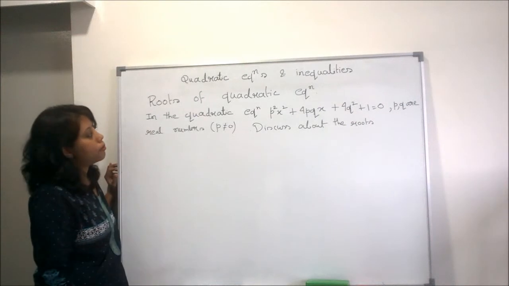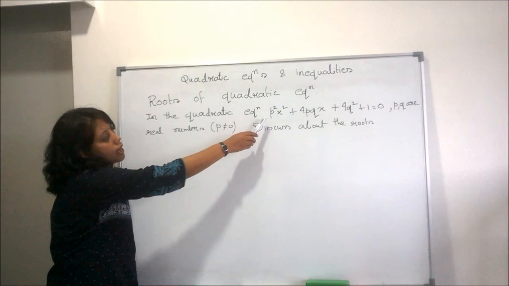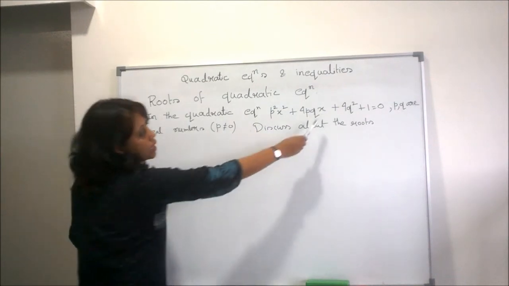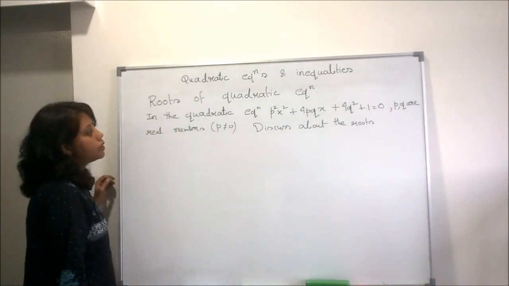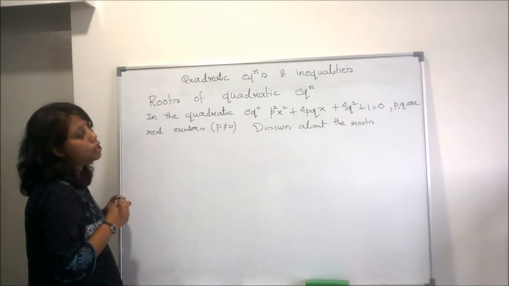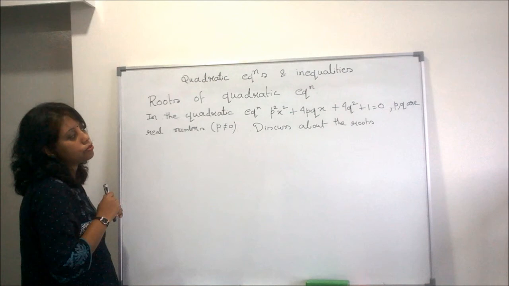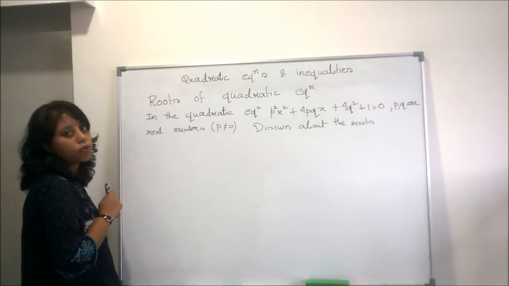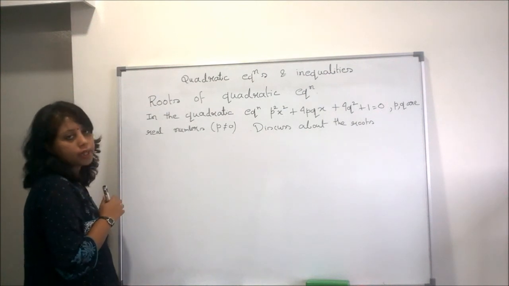Now here the problem you see is the quadratic equation p square x square plus 4pqx plus 4q square plus 1 is equal to 0. P, Q are real numbers. P is not equal to 0. We have to discuss its roots. That means roots are either real or complex, equal or distinct. We have to find it out.